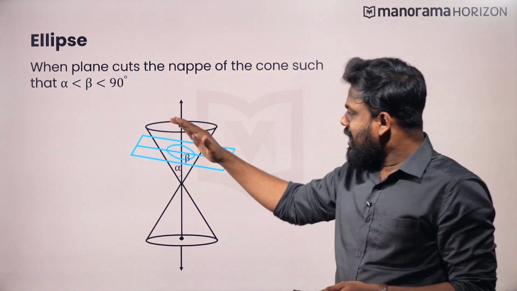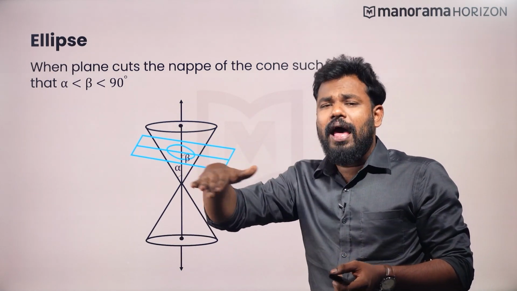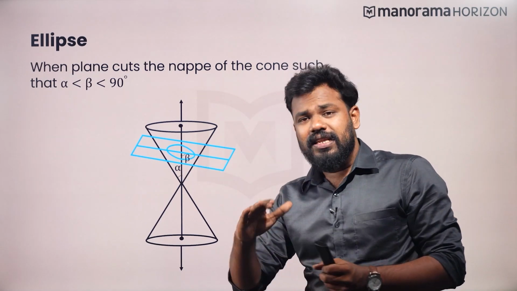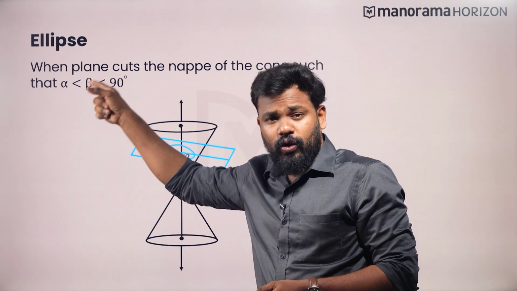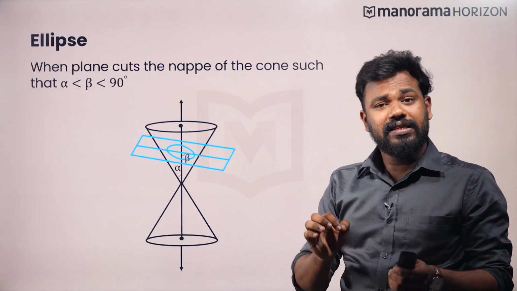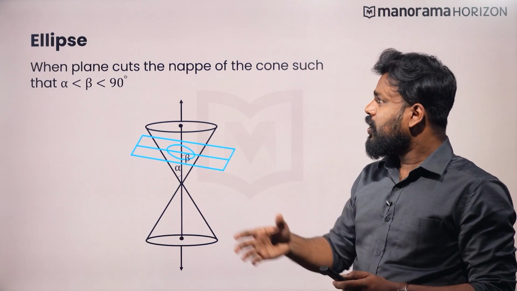There is a slight inclination of the plane. In the previous circle, you see that the plane is almost parallel, right? But here, the plane is slightly inclined. And this inclination, that is angle beta, if it follows this condition, alpha less than beta less than 90 degrees, you get what? The shape of an ellipse. So that is how we get an ellipse.